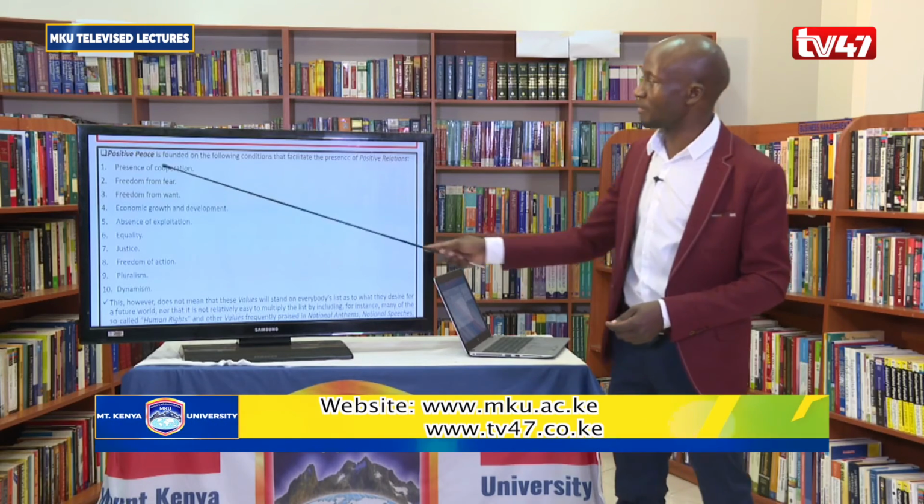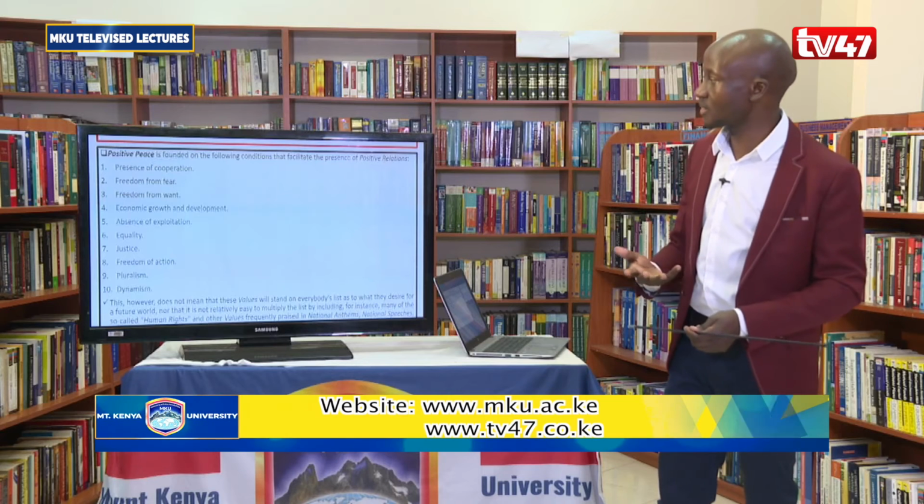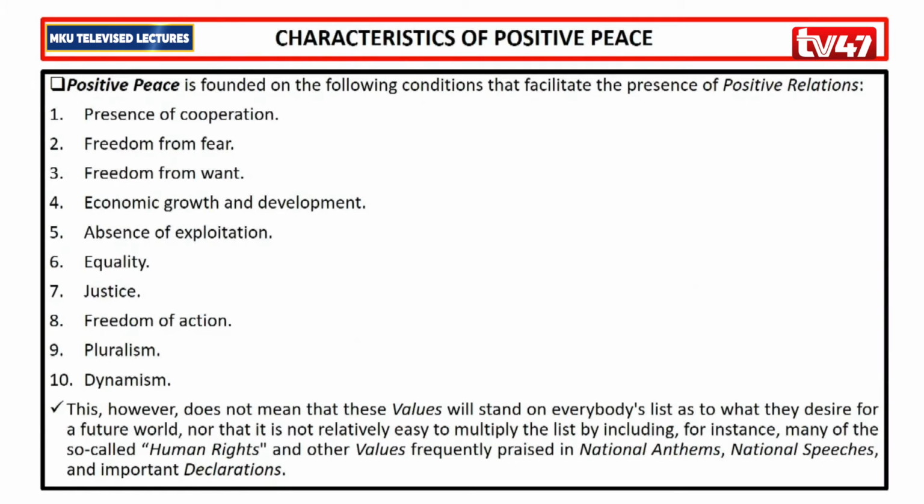So there needs to be a presence of cooperation. In a country like Kenya, for instance, we need to see different communities working on similar projects for the common good, as opposed to some communities working on their own thing and competing with other communities, so that there's no cooperation. Politicians do not cooperate, institutions do not cooperate, so there needs to be cooperation for you to say that there's positive peace in a particular society.